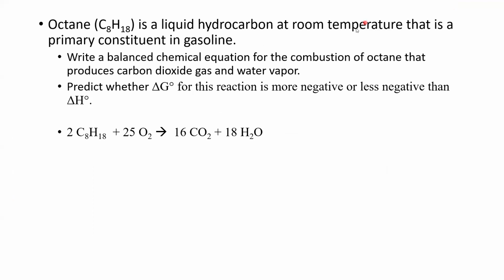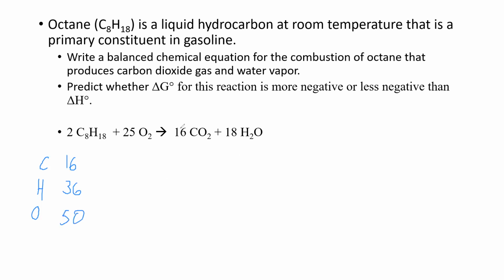Then just to double check it, C, H, O. So if we look at the carbons on the left, we've got 16 of them because we're getting 8 per molecule, and we've got 2 of those molecules. We look at the hydrogens, same idea, but in this case, we've got 18 of them per molecule, so we're going to have 36 total. And then we'll have 50 of the oxygen.